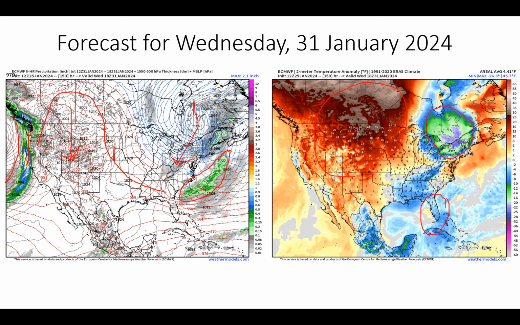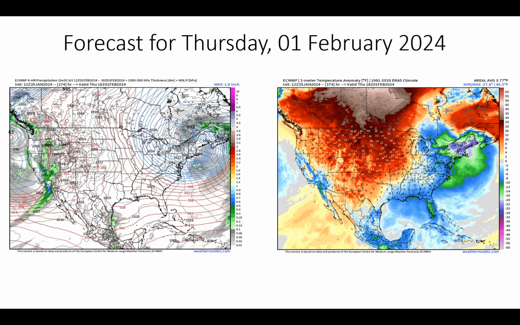Look at all this warmth out here beneath this sprawling area of higher heights or upper level ridge. I'll show you that here on the Ensemble forecast in a minute. And then finally, let's take a look at the forecast for Thursday, the 1st of February, 2024. This was really impressive when I saw this first thing this afternoon.